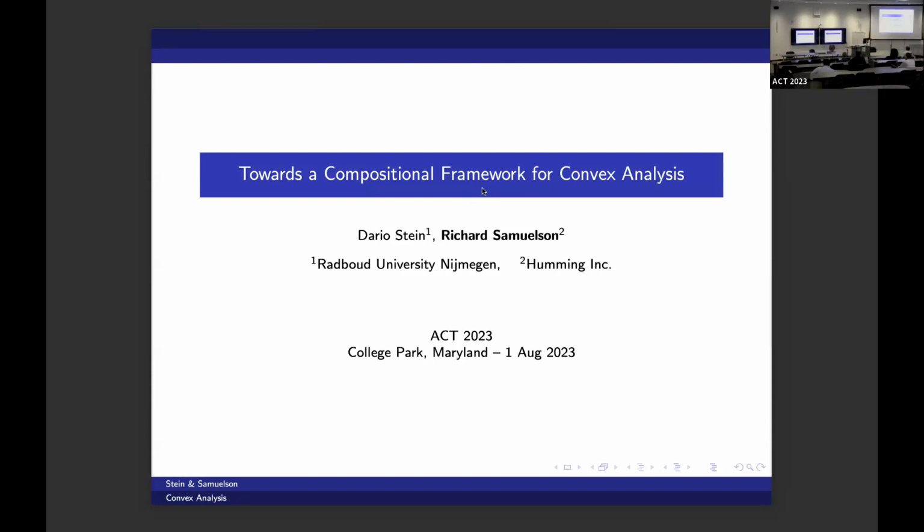Okay. So this talk is about how category theory might inform the study of convex analysis. The main source for this talk is going to be Rockafellar's introductory textbook, Convex Analysis, at the very end of which he explores a very interesting compositional approach to convex analysis. We're going to maybe formalize this a little more.